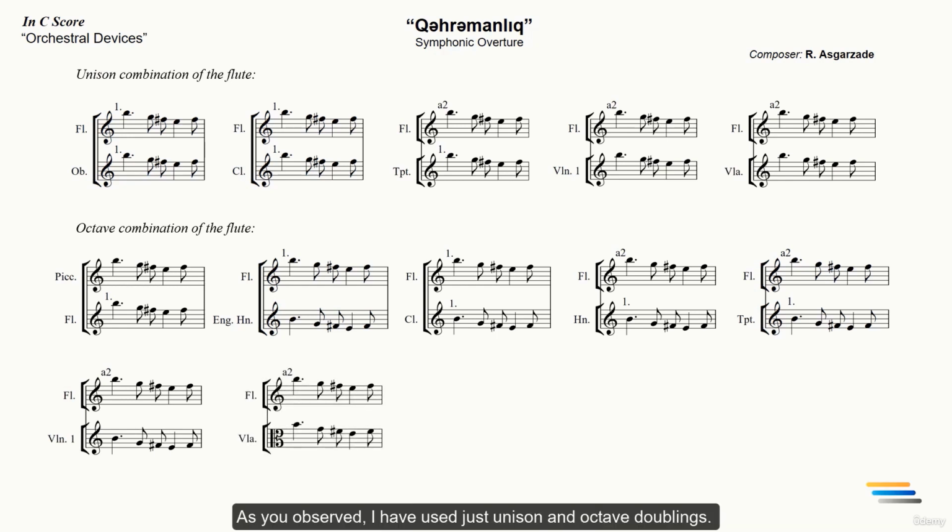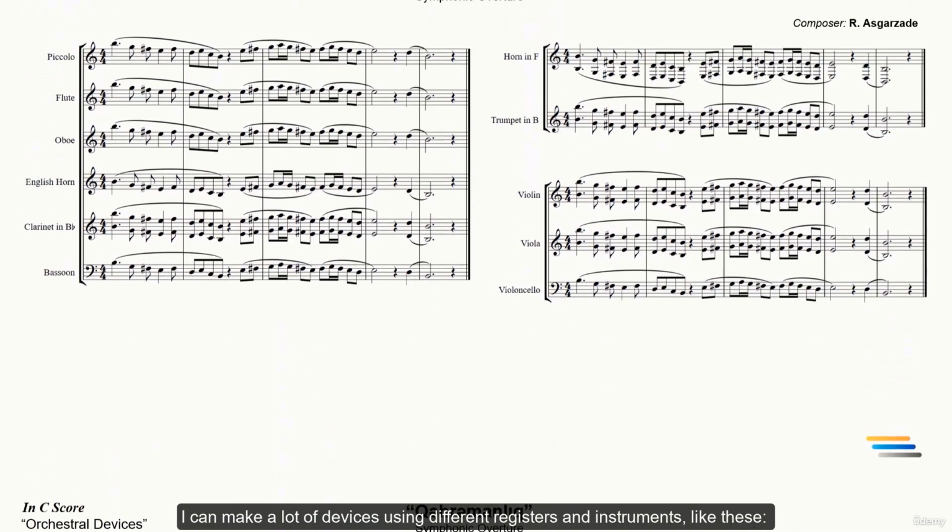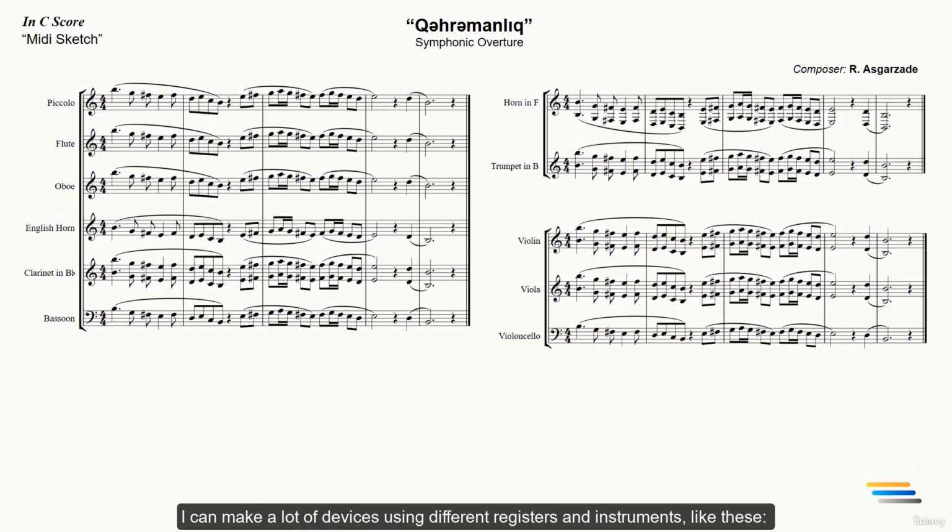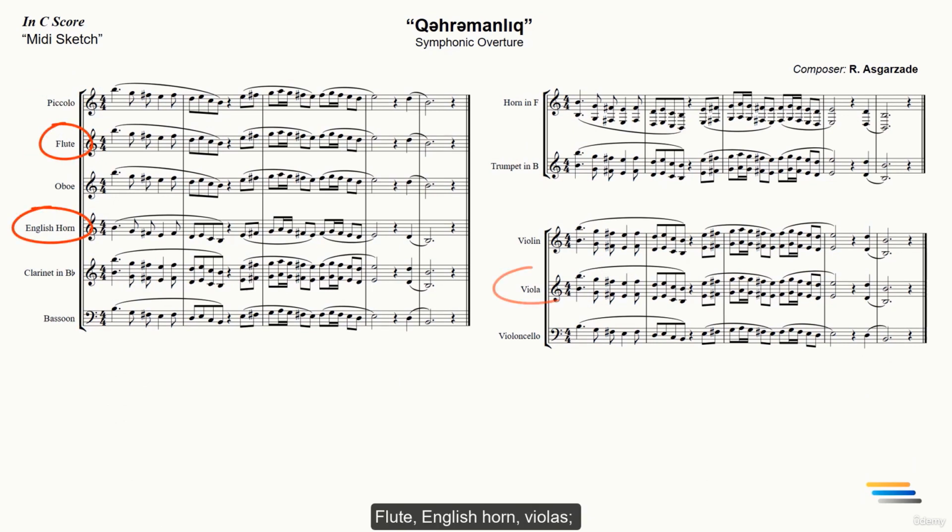As you observed, I have used just unison and active doublings. I can make a lot of devices using different registers and instruments like this: flute, English horn, violas, flute, clarinet, oboe, violins, and etc. Hence, I'm going to make just tutti devices.